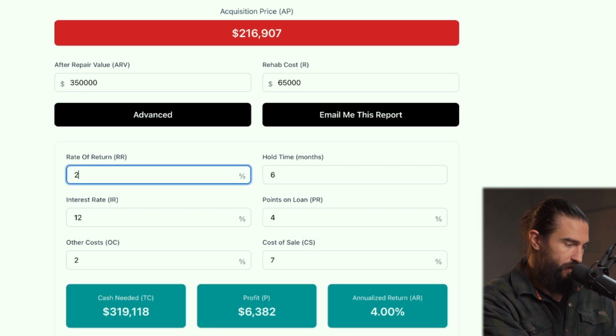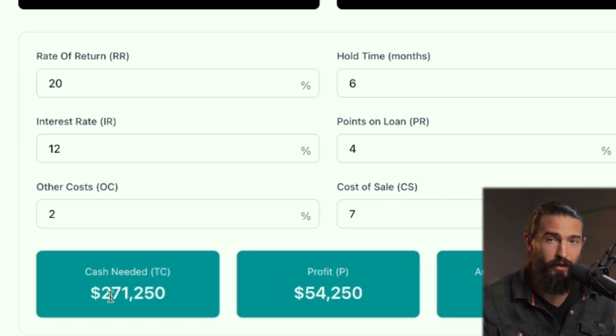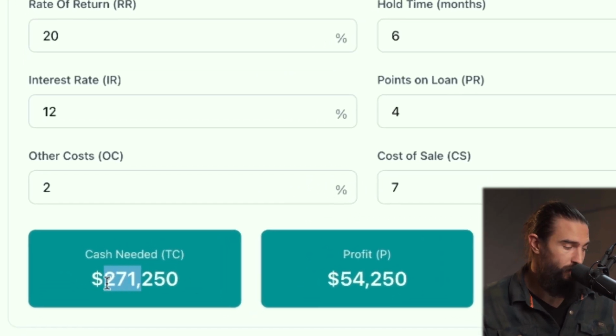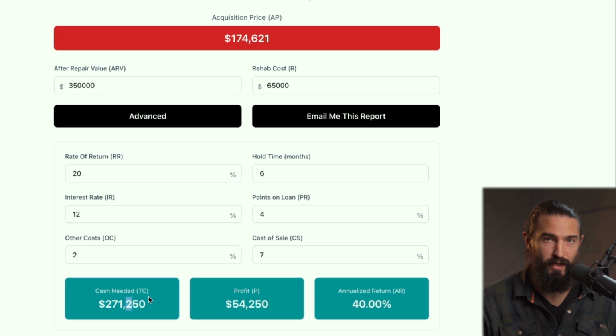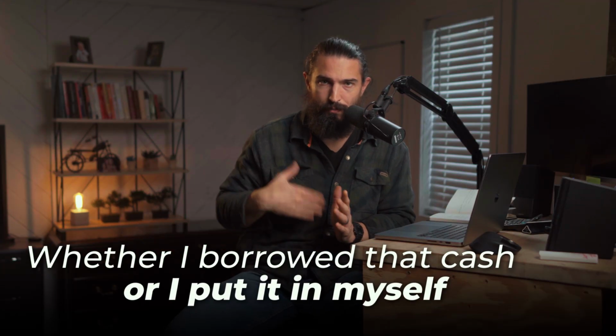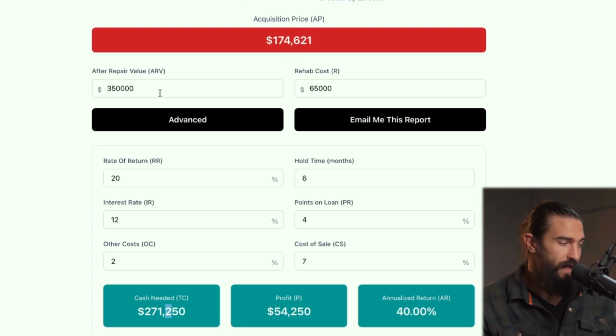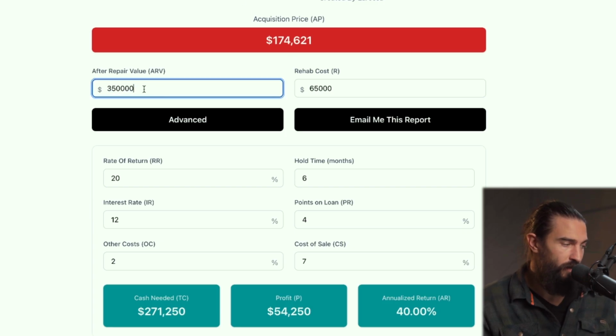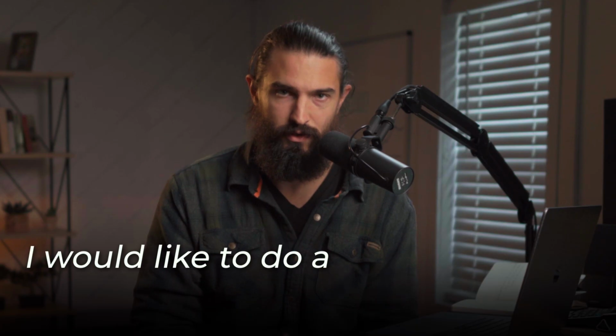Okay, here's how it works out. If my rate of return is 20, okay, that means that I needed $271,250 total cash needed, whether I borrowed that cash or I put it in myself. That's how much money I needed to do this deal. I bought it for $174,000 and the after repair value is $350,000. Now you're going to go to a bank and say, hey, I have placed a tenant in this property and I would like to do a refinance.